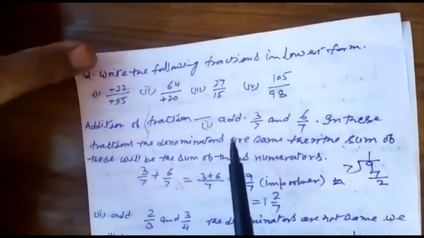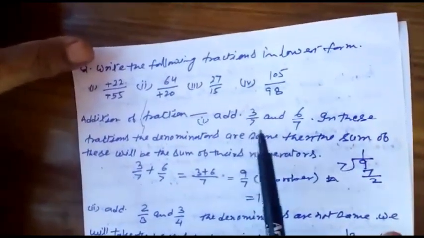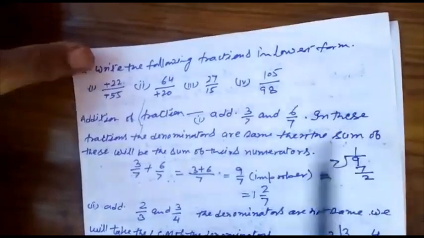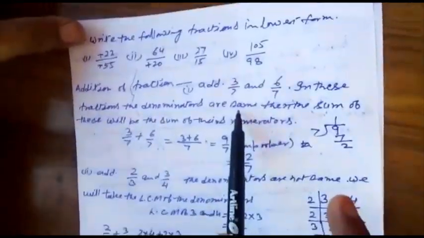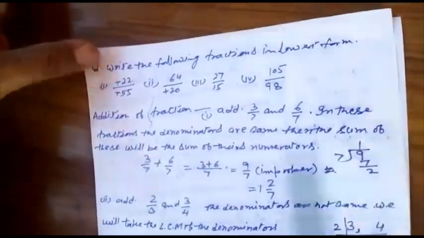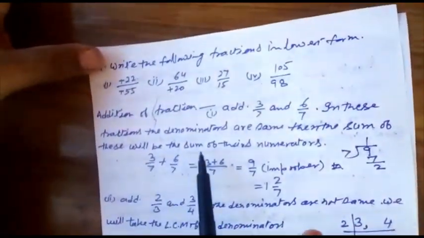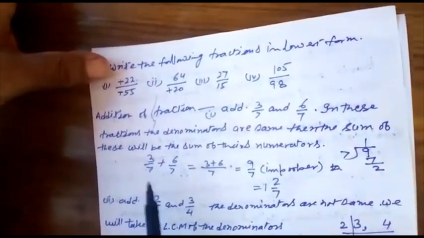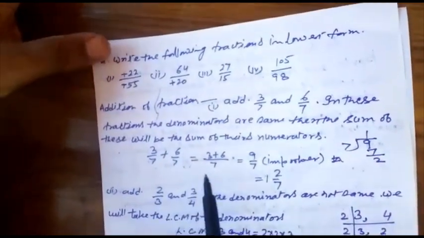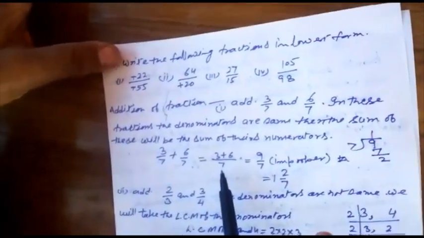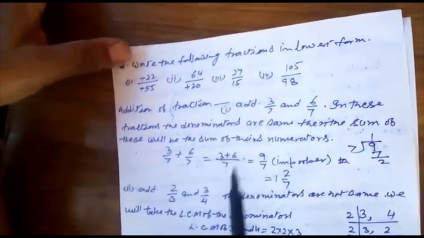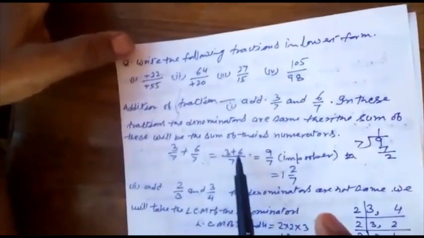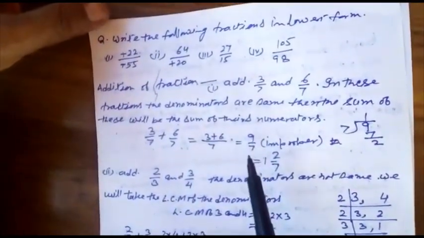Now, addition of fractions. Add 3 upon 7 and 6 upon 7. In these fractions, the denominators are the same. Then the sum of these will be the sum of their numerators. 3 upon 7 plus 6 upon 7, the denominator will be 7, which is the LCM, and the numerator will be 3 plus 6, equal to 9 upon 7.